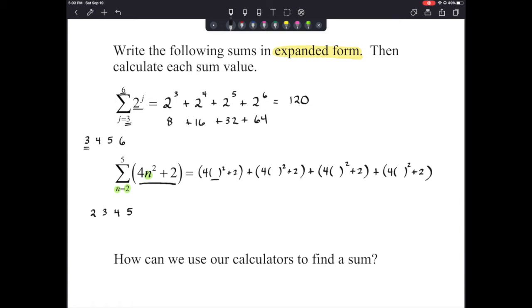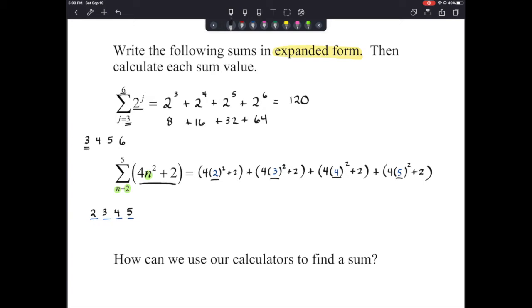So you see we have 1, 2, 3, 4 spots. So the values that are going to go in there are 2, 3, 4, and 5. So we've got 4 times 2 squared plus 2, 4 times 3 squared plus 2, 4 times 4 squared plus 2, and 4 times 5 squared plus 2. And now we're just going to look to find the sum of those values.